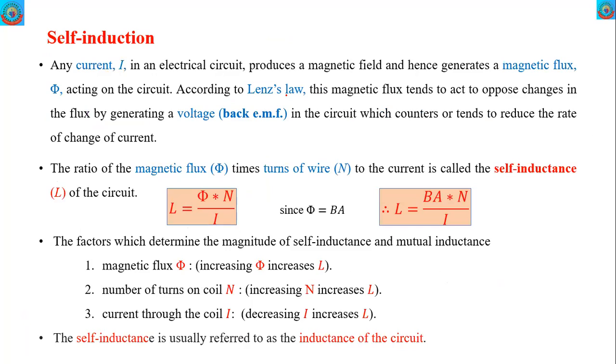Self induction, which is inductance actually, is represented with the symbol L. So inductance is equal to magnetic flux times number of coils over current, Φ N over I. That is called inductance. Or BAN over I is inductance. The ratio of magnetic flux times turns of wire to the current is called self inductance.